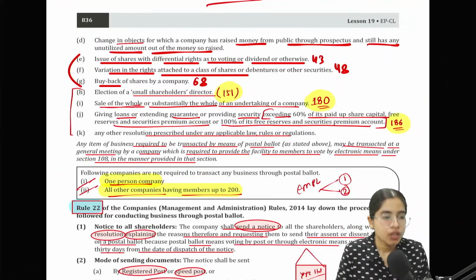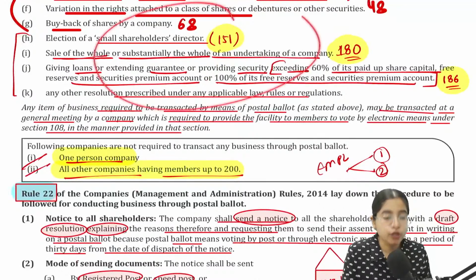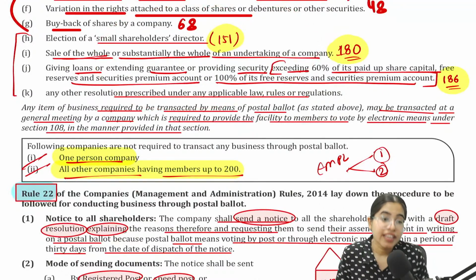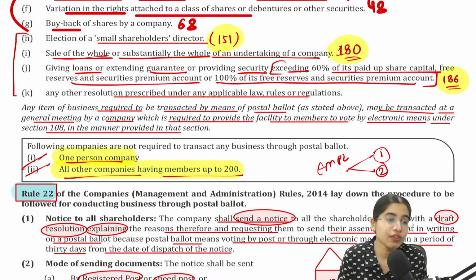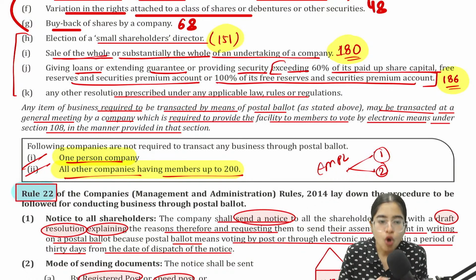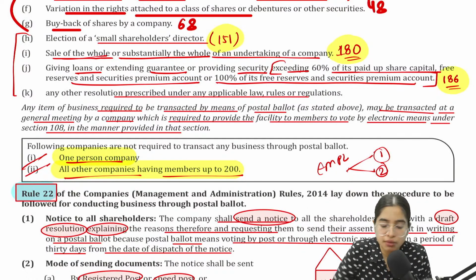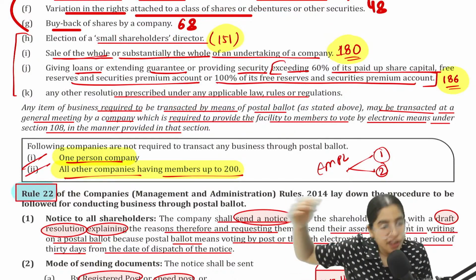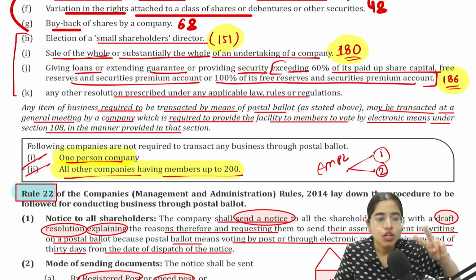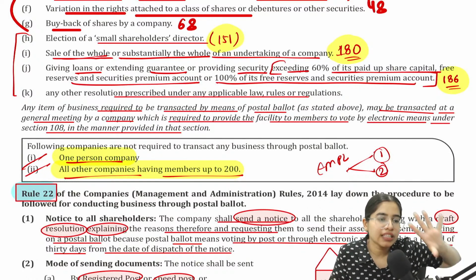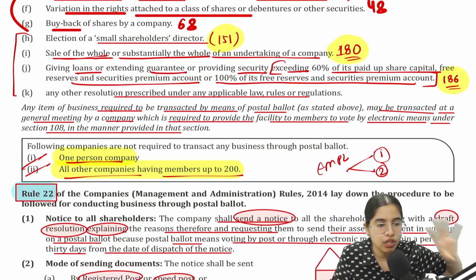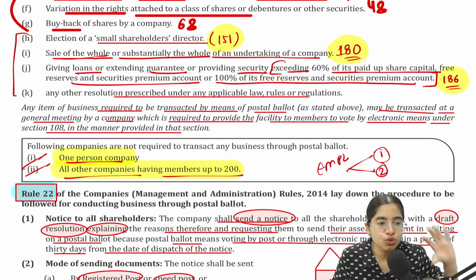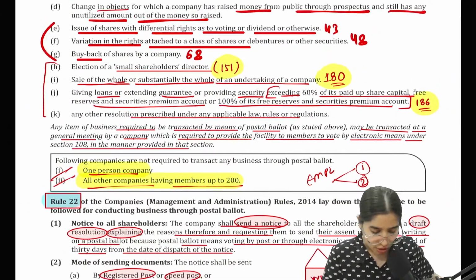And you know what? All these matters which are required to be transacted through postal ballot can be transacted at the meeting if e-voting facility is provided. So all those matters which we studied, that can be transacted only through postal ballot, can be discussed even at the meeting if the e-voting facility is provided. Which means that they can be discussed even through e-voting also. So this is the small point.